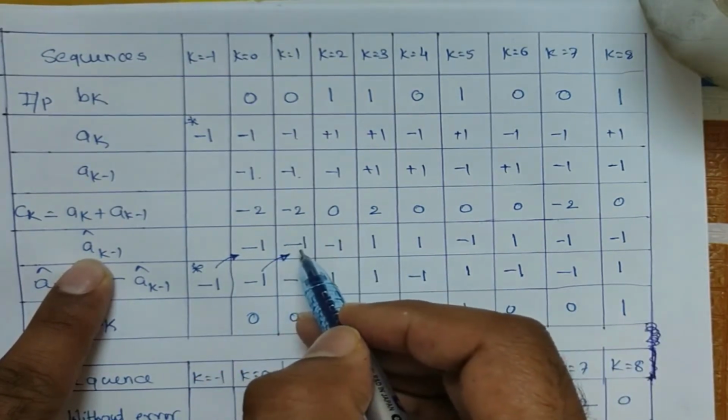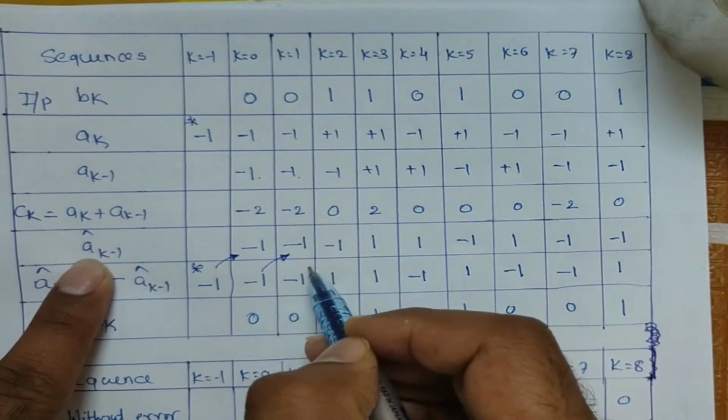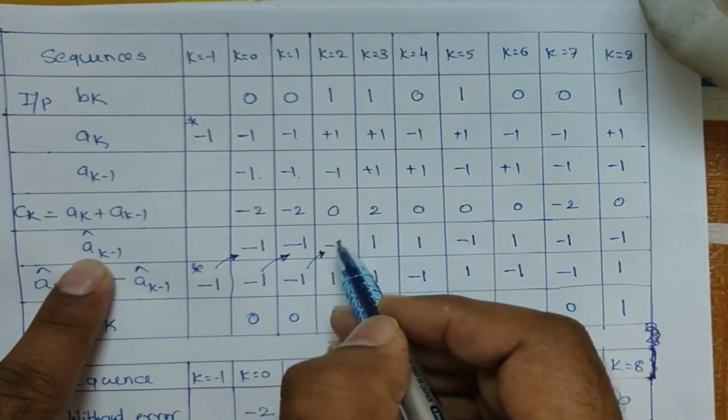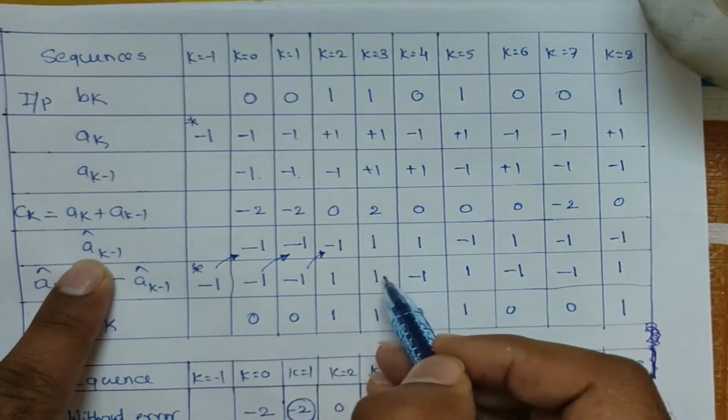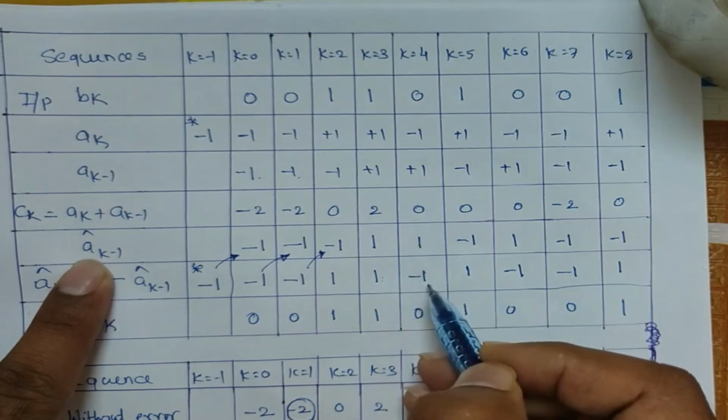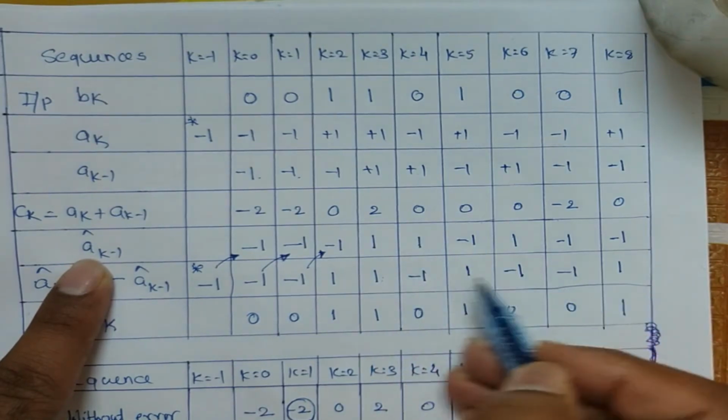-2 plus 1 is -1. Now this -1 is going here. 0 minus -1 is +1, and this one is going here. 2 minus 1 is 1, this one is going here. 0 minus 1 is -1. Likewise we are getting these values.